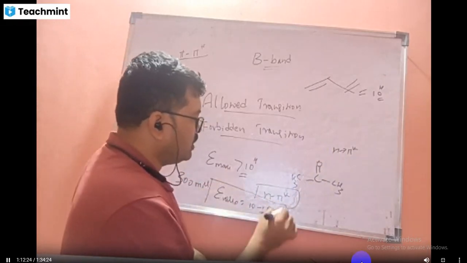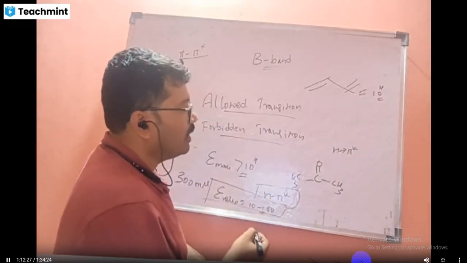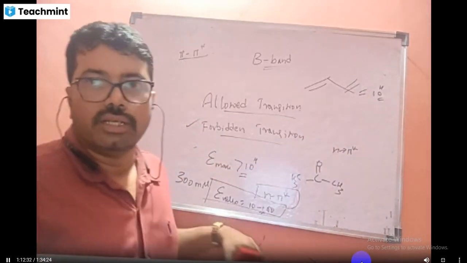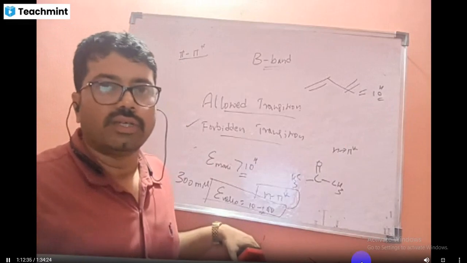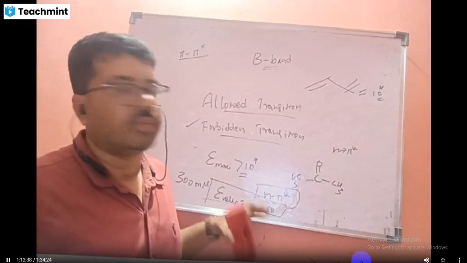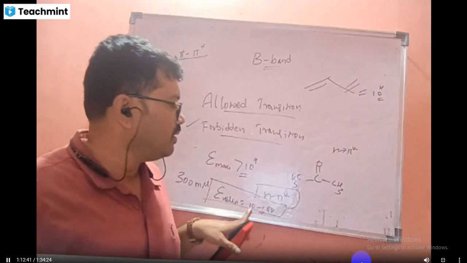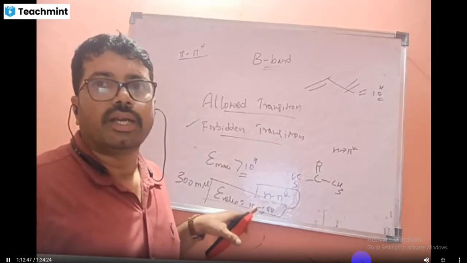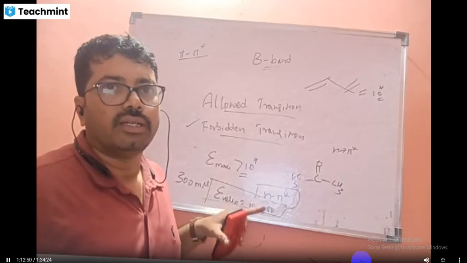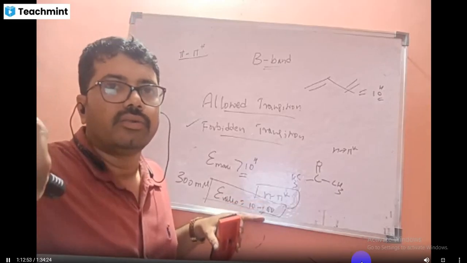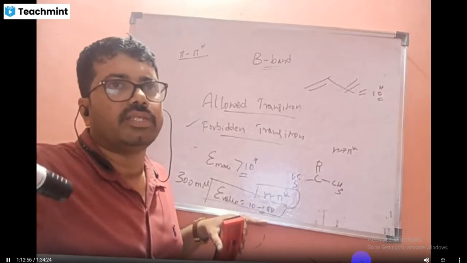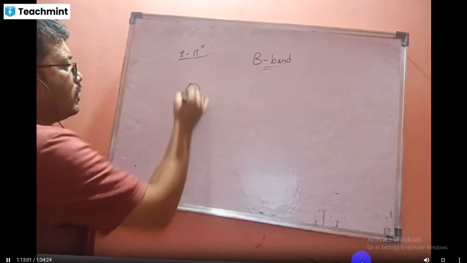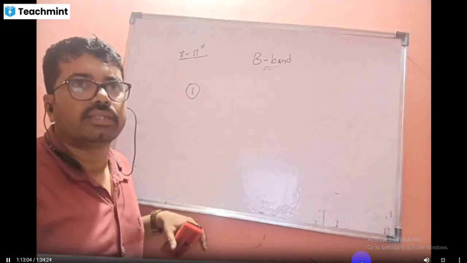If the absorptivity is over 20,000 or 50,000, then it is allowed. But here the absorptivity coefficient is very low, that's why it is a forbidden transition. Whether a transition is allowed or forbidden is related to several factors. Geometry is very important.